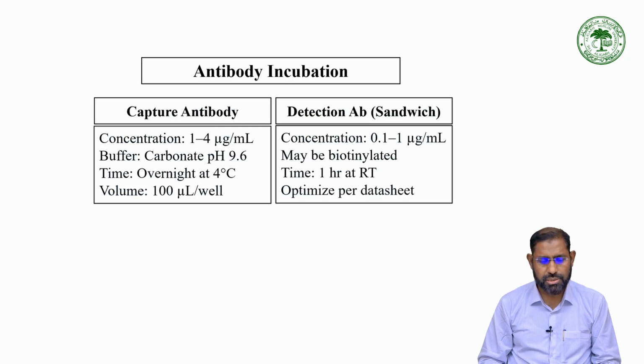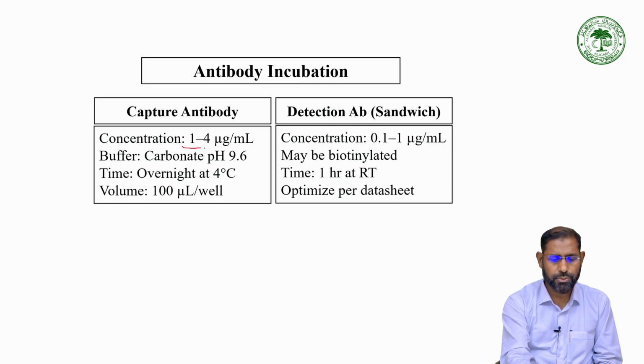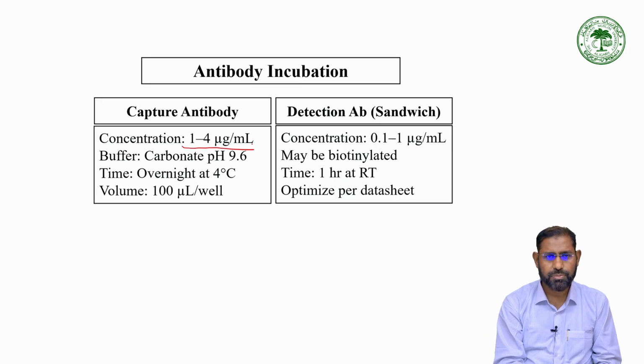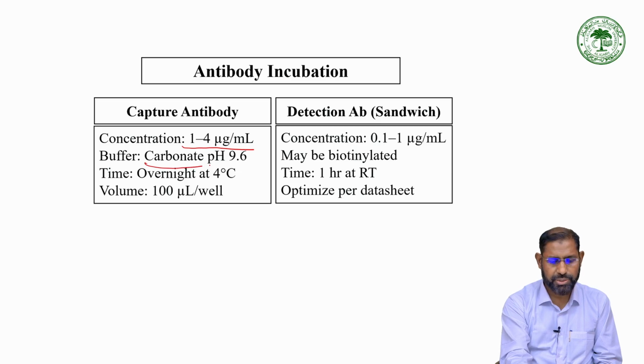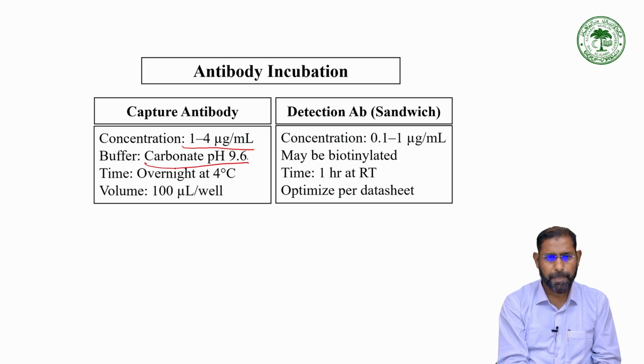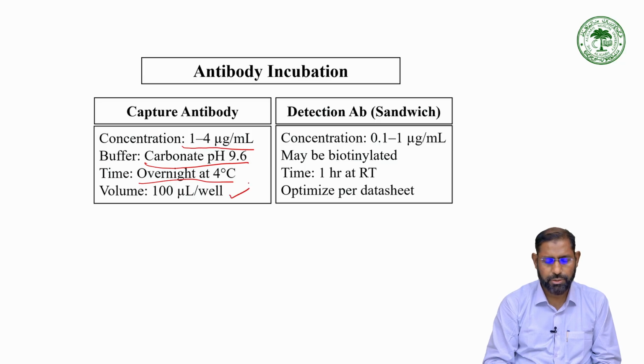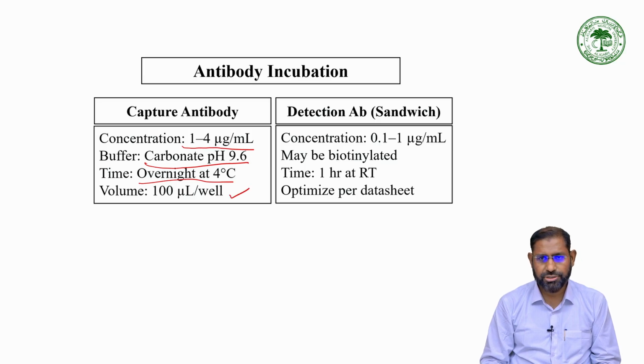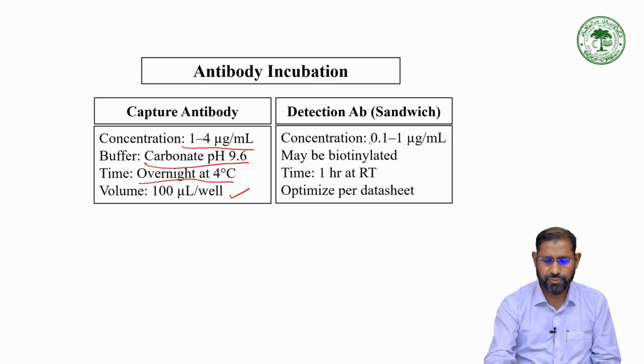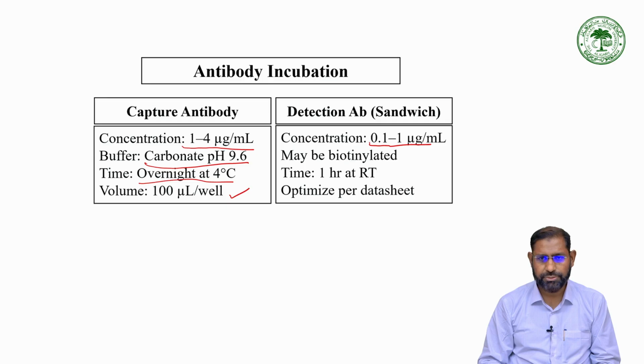Antibody incubations, capture antibody: concentration should be 1 to 4 microgram per ml and we use carbonate buffer at pH 9.6, and the time is mainly overnight at 4 degrees and volume is 100 microliter per well. Detection antibody in the case of sandwich: we use concentration 0.1 to 1 microgram per ml. Maybe biotinylated, time is 1 hour at room temperature, and optimize as per the data sheet.